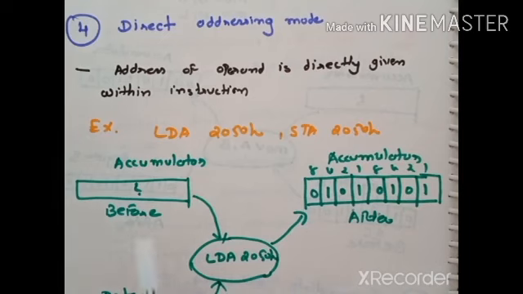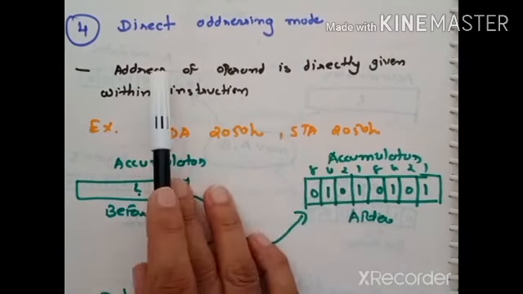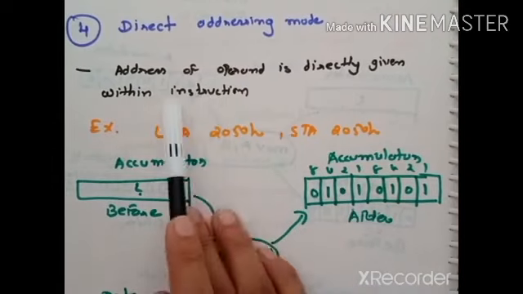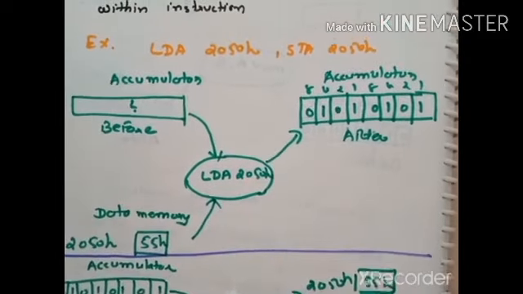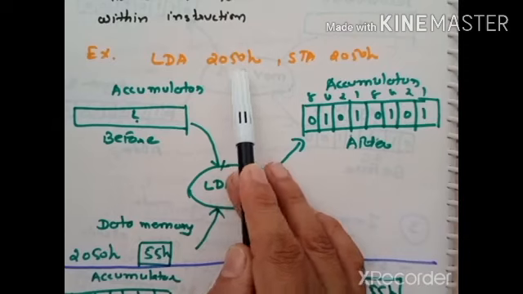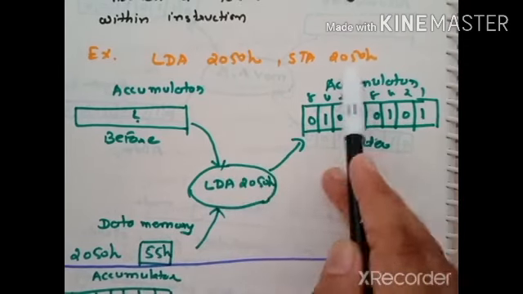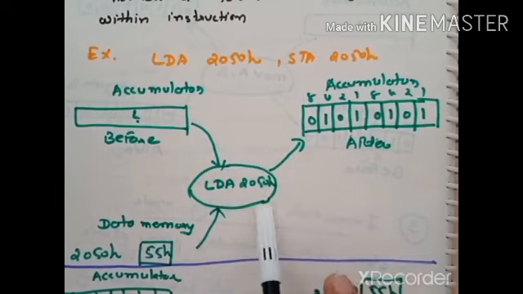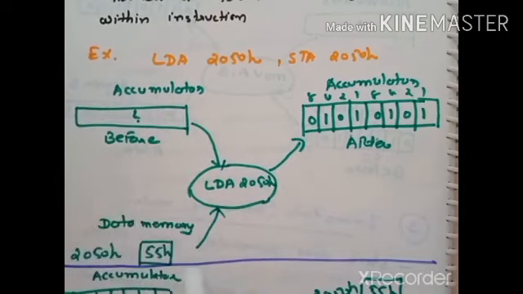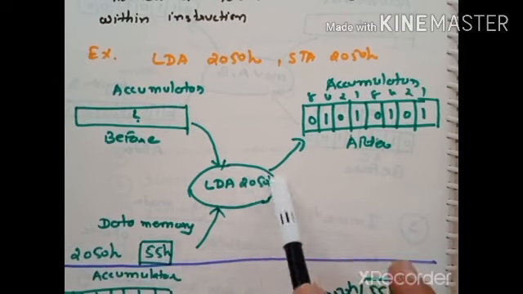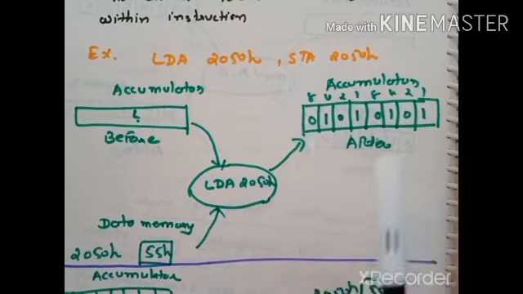Then the next is direct addressing mode. In this, the address of the operand is given directly within the instruction. Examples of this are LDA 2050 and STA 2050. First, LDA 2050: before execution of this instruction, the content of the accumulator is unknown, and the content of 2050 is 55H. After execution, the content of the accumulator is 55H. That means the content of 2050 is transferred to the accumulator.